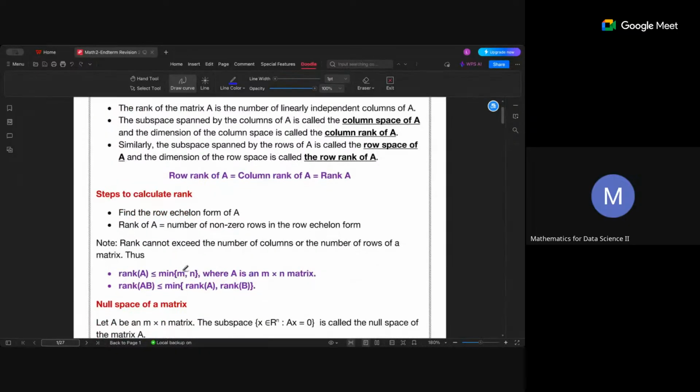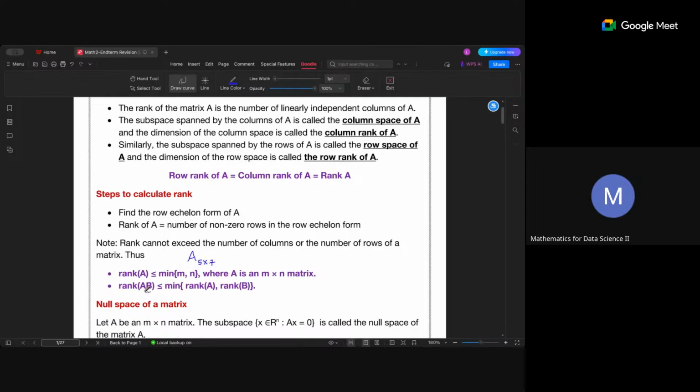This is an important property for some problems. If you have an m by n matrix, you know that rank of A is less than or equal to the minimum of m comma n, right? For example, let us say you have a 5 by 7 matrix, what is the maximum rank of A? 5. Right, the minimum of 5 comma 7 is 5, so the maximum possible rank is 5.